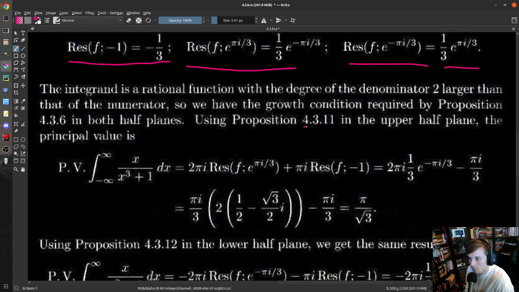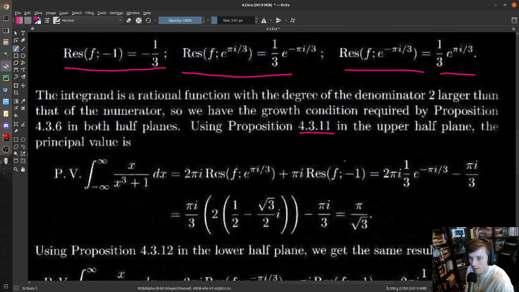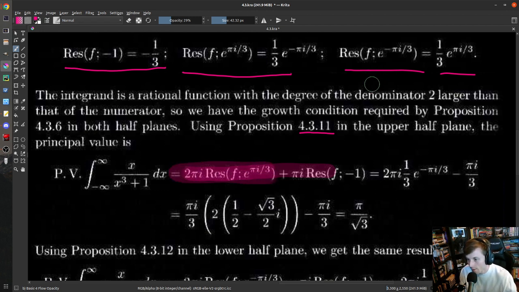Now we're going to use proposition 4.3.11 in the upper half plane. The principal value in this case, just using our formula, will be 2 pi i times the sum of the residues that are in the upper half plane. One of them will be, right? And then plus pi i times the residue that's on the real axis. 2 pi i times the one in the upper half plane, that's 1/3 e to the minus pi i over 3, plus pi i times the residue of f at -1, which is -1/3, right? Put them all together, I will get pi over root 3. Do a little bit of algebra in between. You guys can handle that.